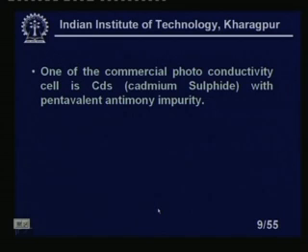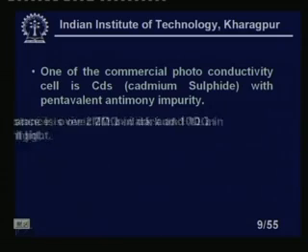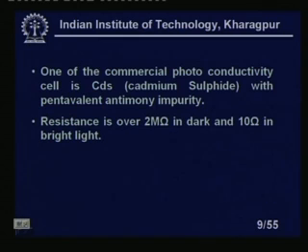Now, one of the commercial photoconductivity cells is cadmium sulphide, one of the most widely used photoconductivity cells or photoresistors or LDR, whatever name you call, light dependent resistors or photoresistors or photoconductivity cell. Basically same, that means it is made of cadmium sulphide with pentavalent antimony impurity. Impurity must be there, otherwise it cannot be pentavalent impurity. Obviously, the charge carriers will be here the electron, right, since it is pentavalent. The resistance is over 2 megohm in the dark and 10 ohm in the bright light, right.